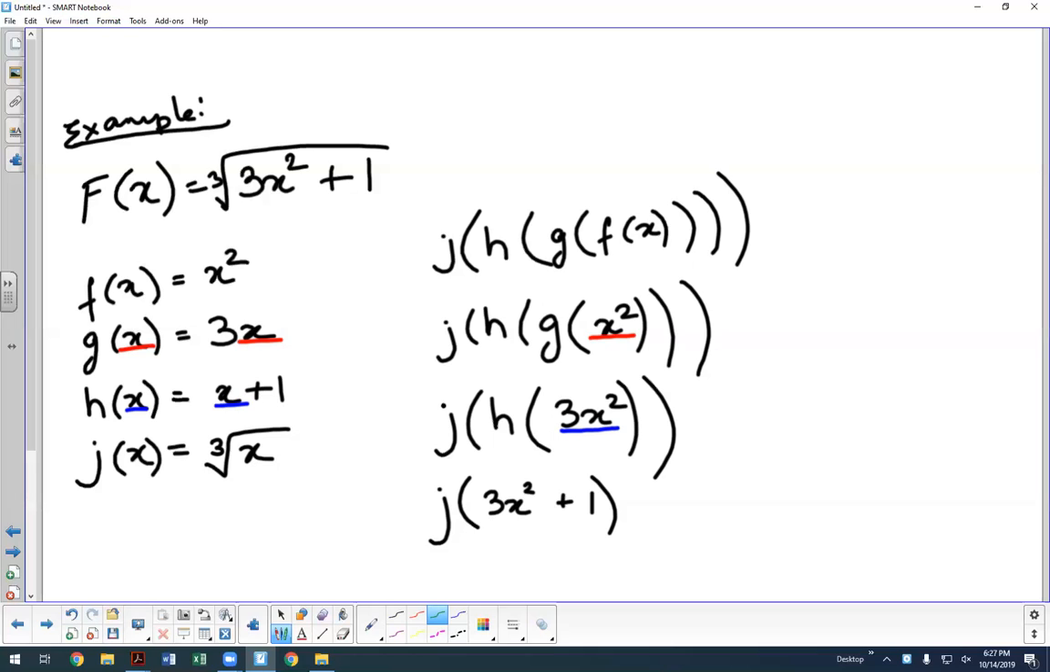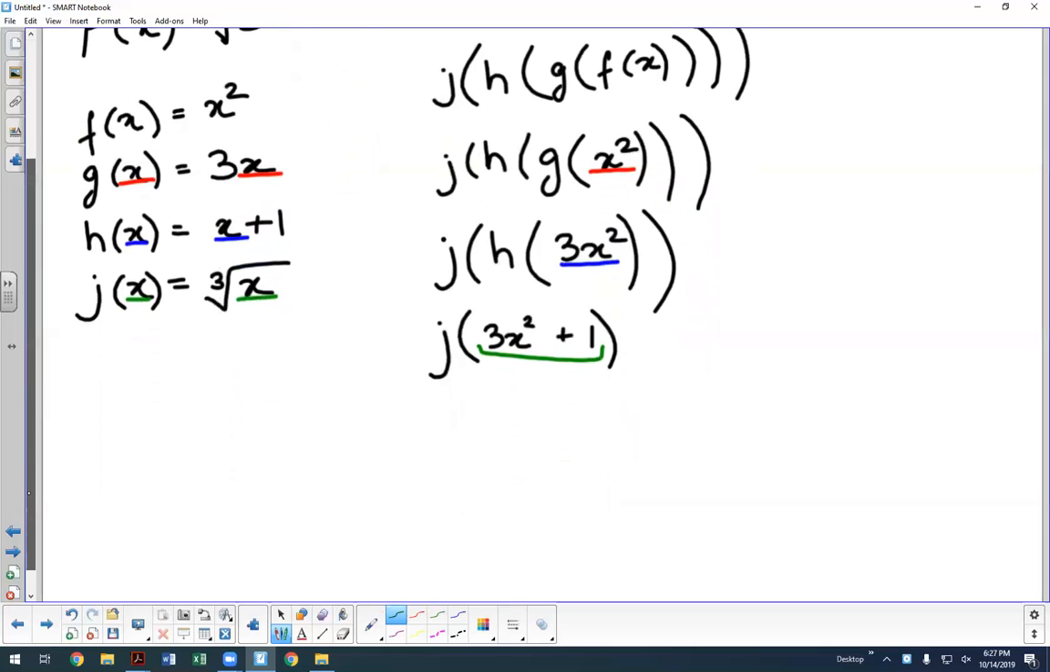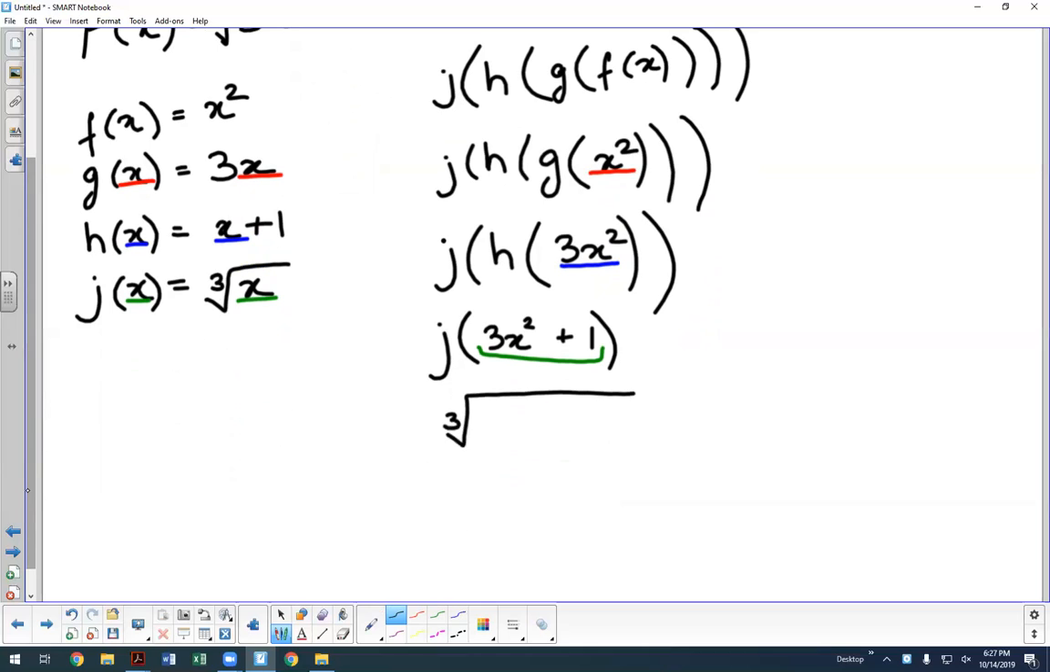So all of this is going to replace the x in here, giving us the cube root of 3x squared plus 1, which basically took us back to the original function that we started out with.